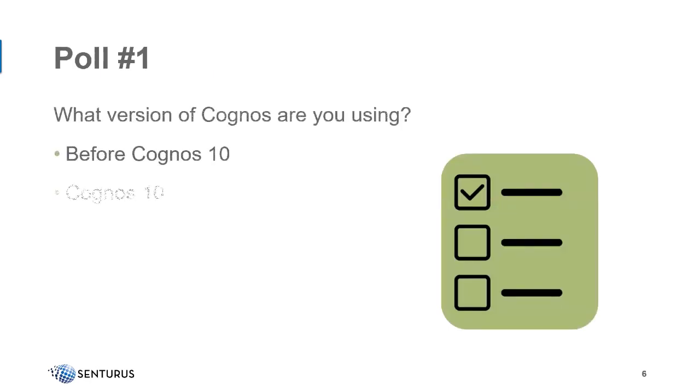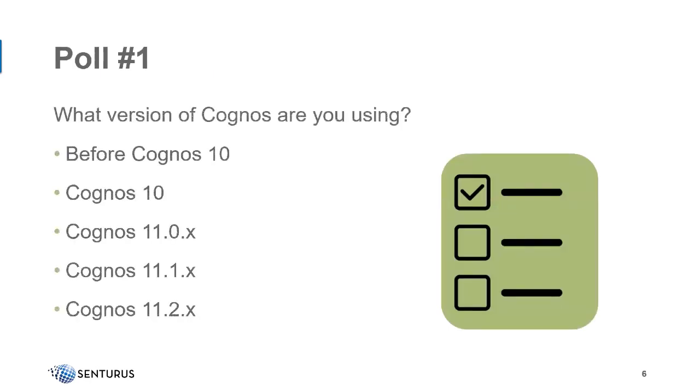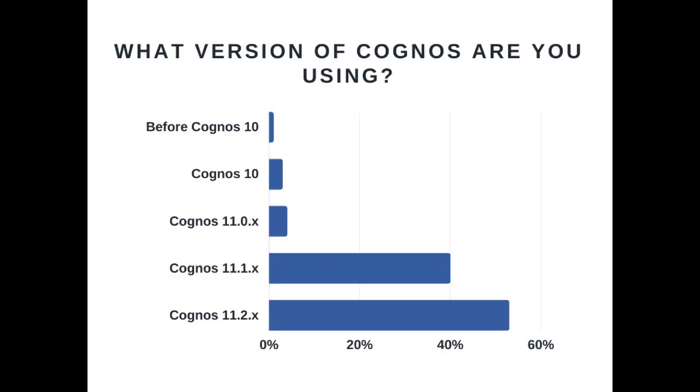Let's do a couple of quick polls before we get started. The first poll is just what version of Cognos you're using, whether you're pre-Cognos 10, which is pretty rare these days, but we do see it occasionally, all the way up to the current 11.2x versions. A little over half of you are already on one of the 11.2 versions. A little under half are on one of the 11.1 versions, and a few of you are still on some of the older versions.